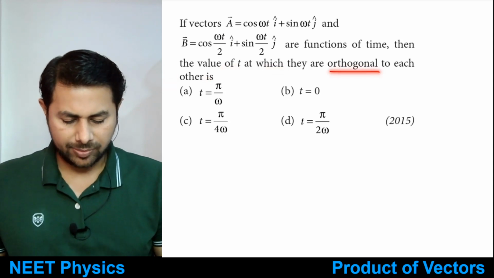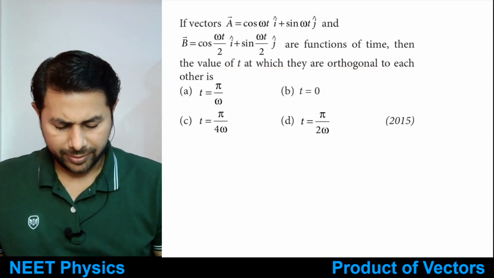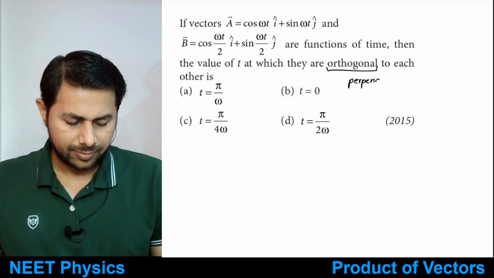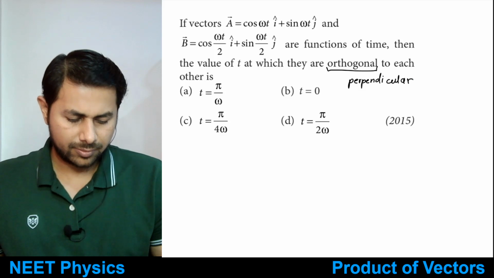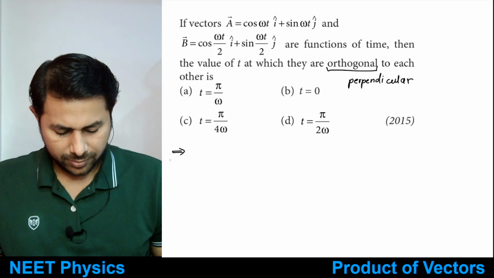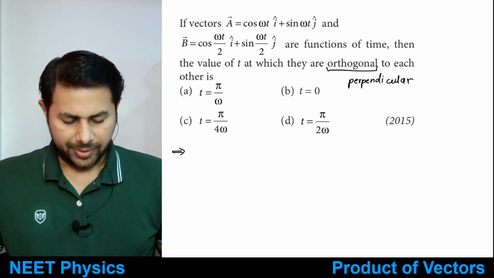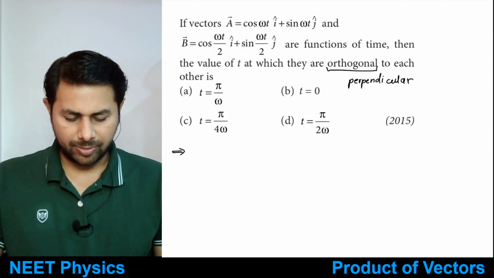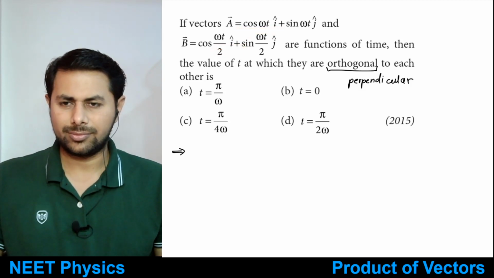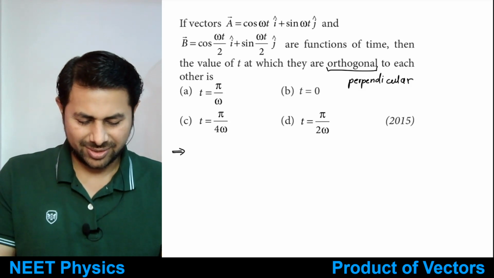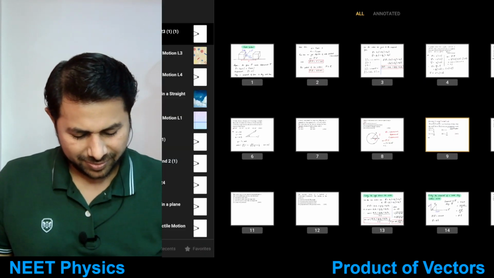So orthogonal means perpendicular, right? So then, they are perpendicular means, how do we check whether two vectors are perpendicular? Their scalar product would be equal to 0, right? So let me just comment it.